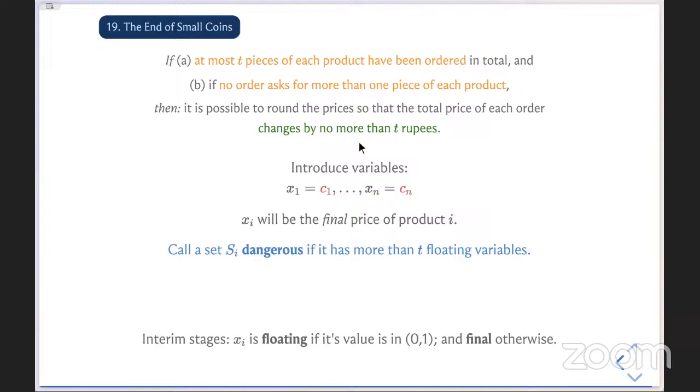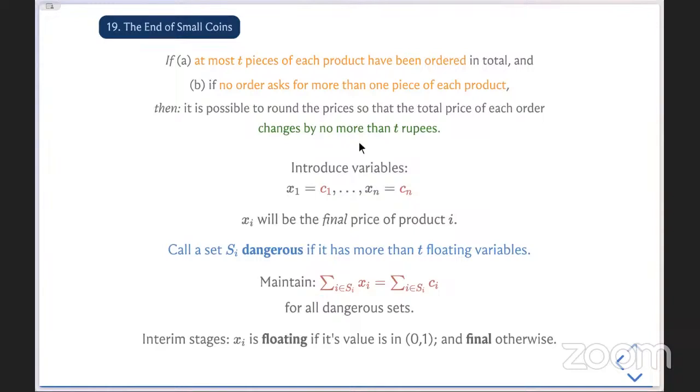Right? So initially, all the large sets are dangerous. As we start fixing more and more values, some of them will start looking less scary, because as we go along, we are going to maintain this invariant. The invariant is that the value of all the floating variables adds up to the original cost of the corresponding items. So for all the dangerous sets, I'm going to maintain this equality.